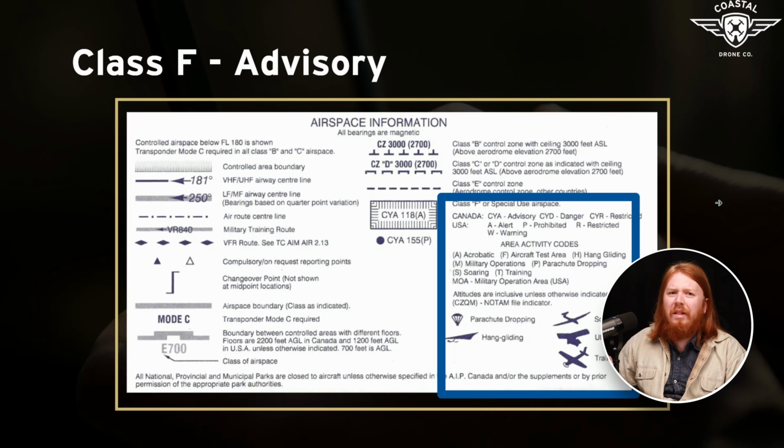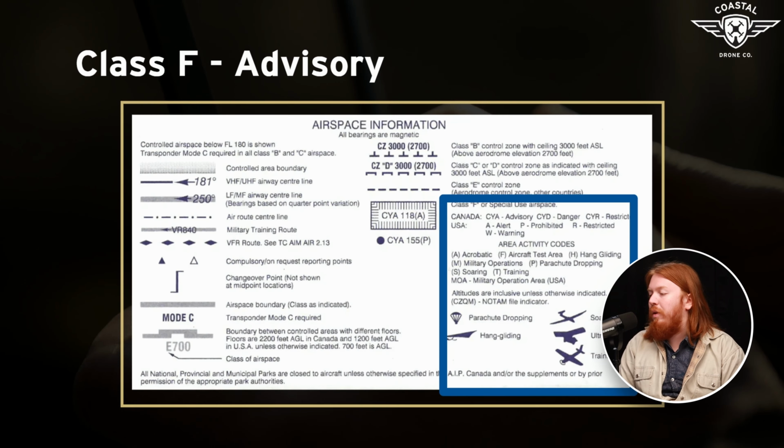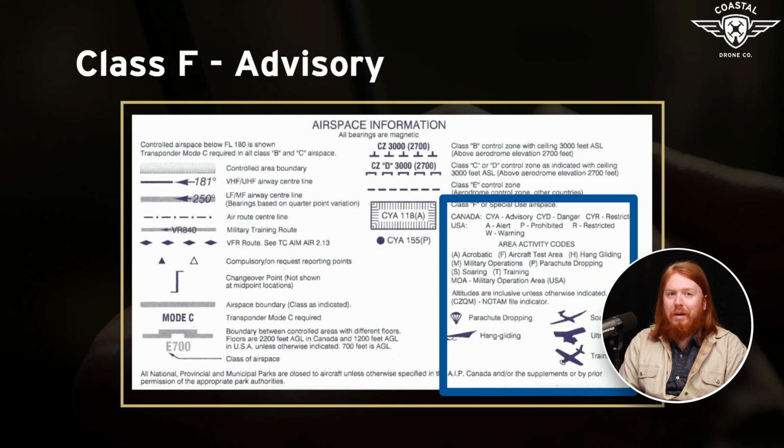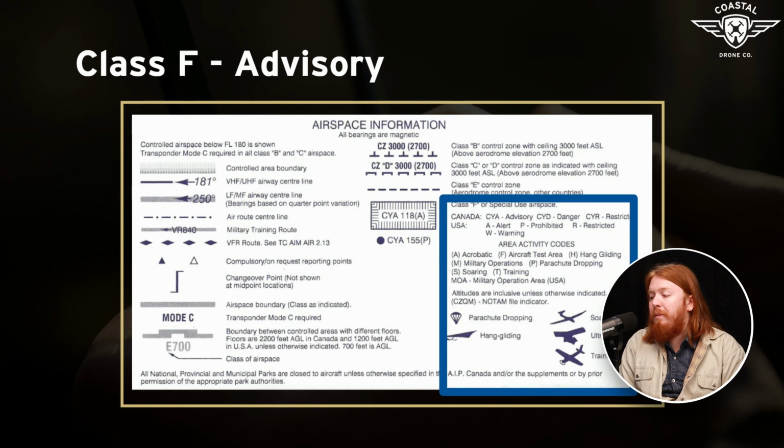To find out what the A and the T mean, you would look at the legend. So if we look at the legend here, you can see that A stands for acrobatic, so acrobatic flying, and T stands for training flights. There are other types of flights that you may see in different areas. H for hang gliding, M for military, P for parachute.